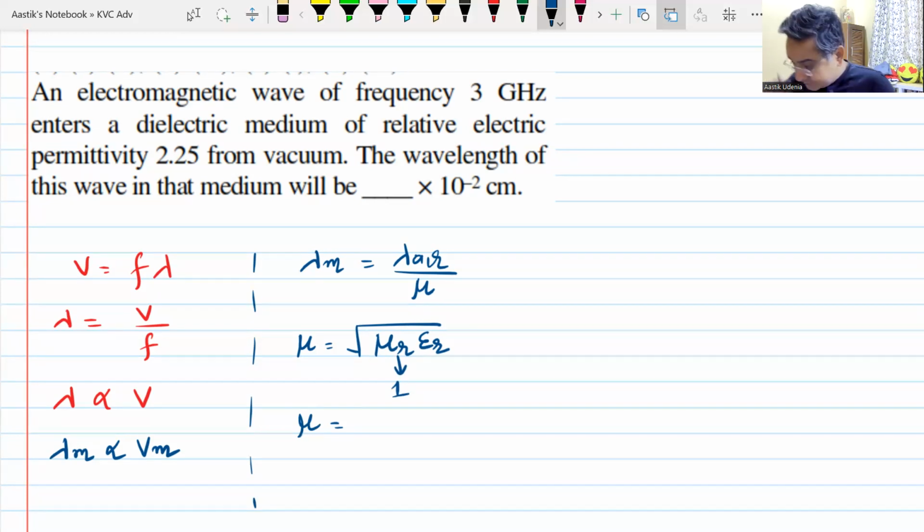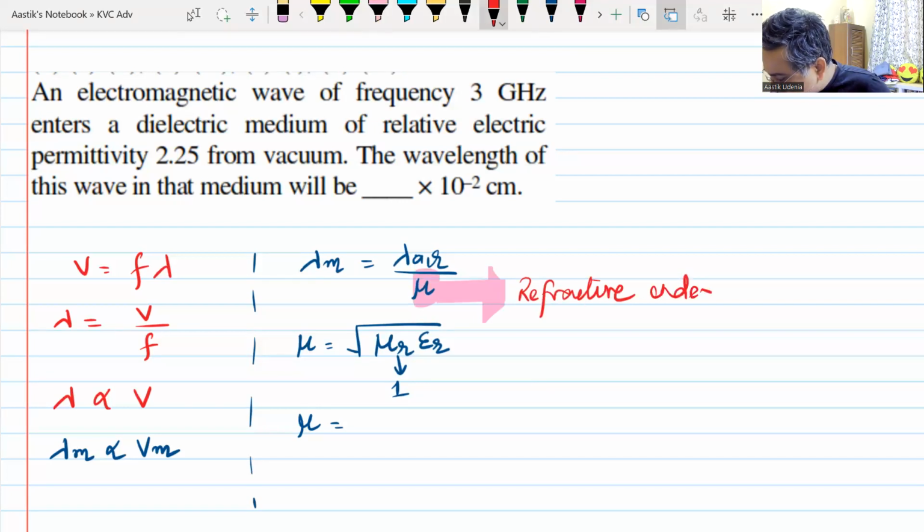Now again, this mu that I am using is the refractive index. Do we remember this refractive index? This mu is the refractive index, and this is the relation between refractive index, relative permittivity and relative permeability. Do we understand this? Remember this relation. This is the reason why I had given you this.